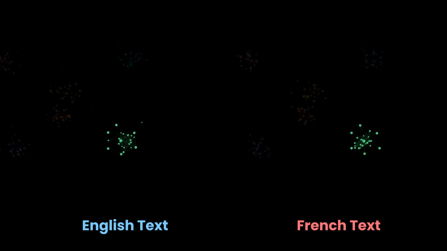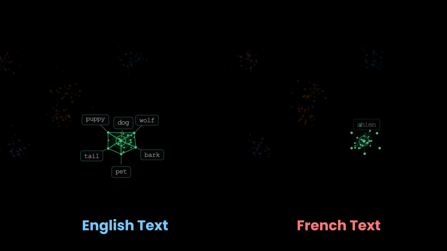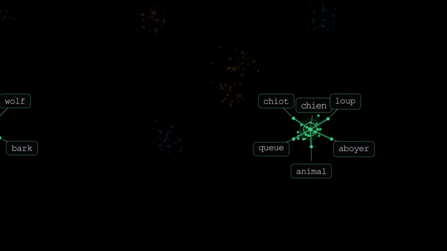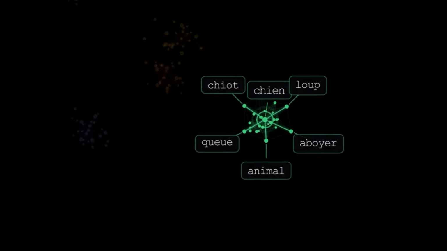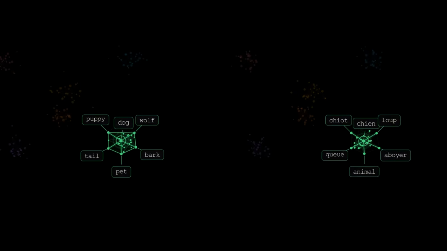Take the word dog in the English space. Its nearest geometric neighbors are the words that surround it most closely, such as puppy, wolf, bark, tail, pet, etc. Now go to the French space and find the same concept. Its nearest neighbors are these words. Yes, I'm not gonna butcher the French language here, but the point is, the neighborhood structure is strikingly similar.